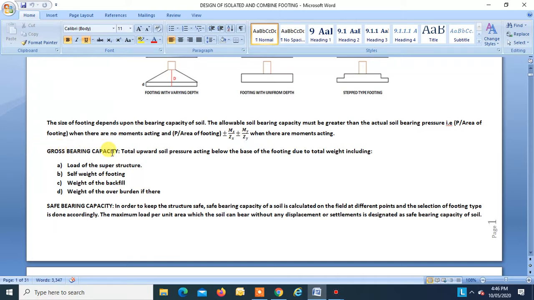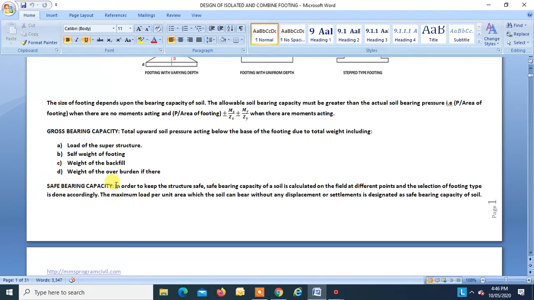Gross bearing capacity: total upward pressure acting below the base of the footing due to total weight, including the pressure acting at the base of the footing. One, load from the superstructure. Second, self weight of footing. Third, weight of the backfill. Fourth, weight of the overburden, if there.